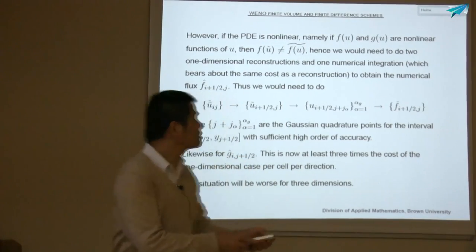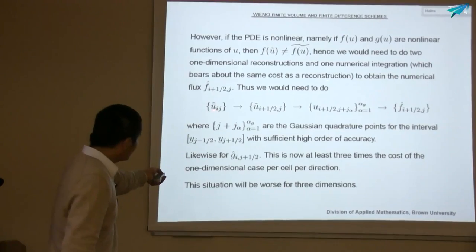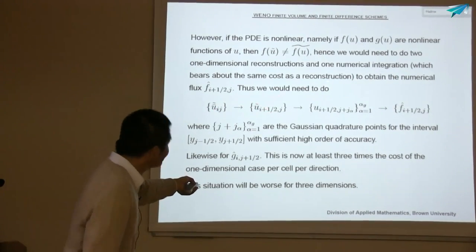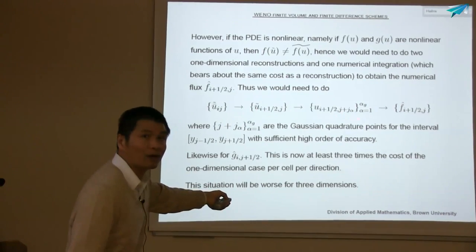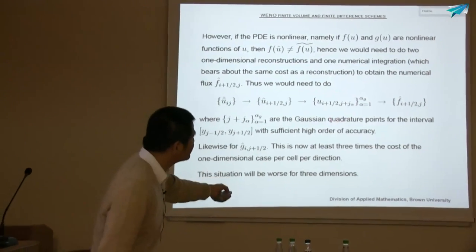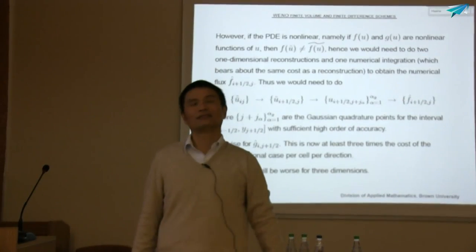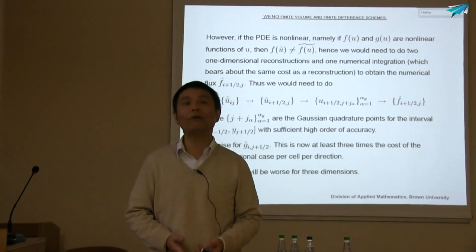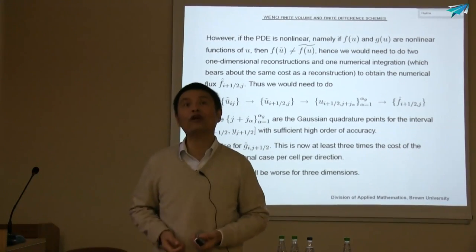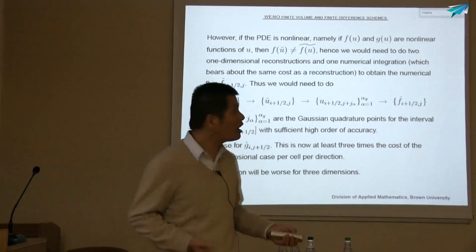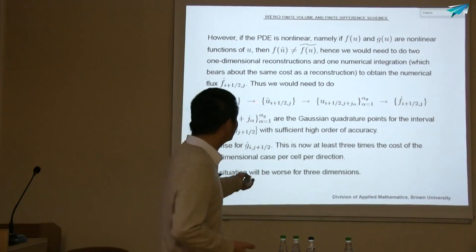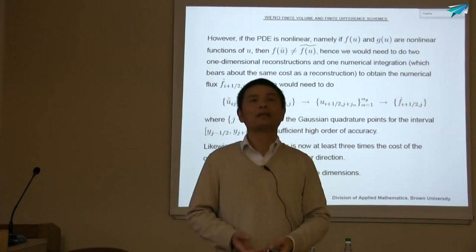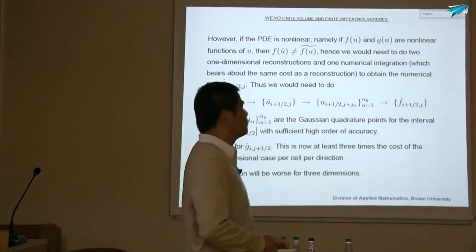So the cost is a one-dimensional reconstruction to get u delta, another one-dimensional reconstruction to get the point values, and then sum them up to get the flux. So this time, the cost is big. Even though the code is still reasonably simple, because you still use only one-dimensional reconstructions. But the cost, for example, here at least, is two one-dimensional reconstructions plus a summation, and you do the same thing also for the other guy.